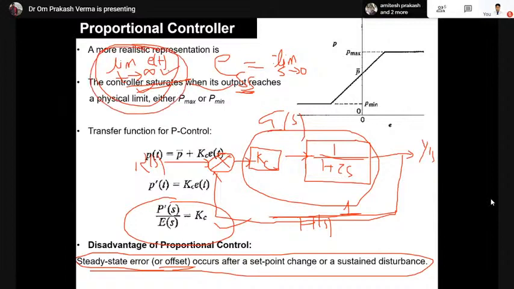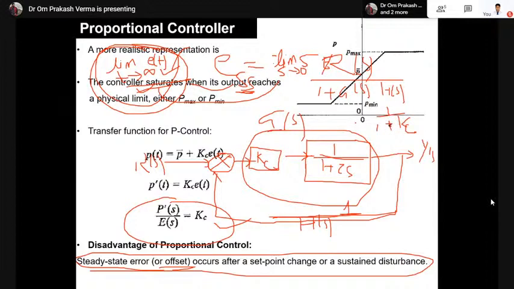With the final value theorem, the limit as t tends to infinity becomes the limit as s tends to zero of s into E(s), and E(s) is nothing but R(s) upon 1 plus G(s)H(s). Just put the values and solve this equation. You find 1 upon 1 plus Kc is the value. This is the steady state error of the proportional controller when used with the first order system.